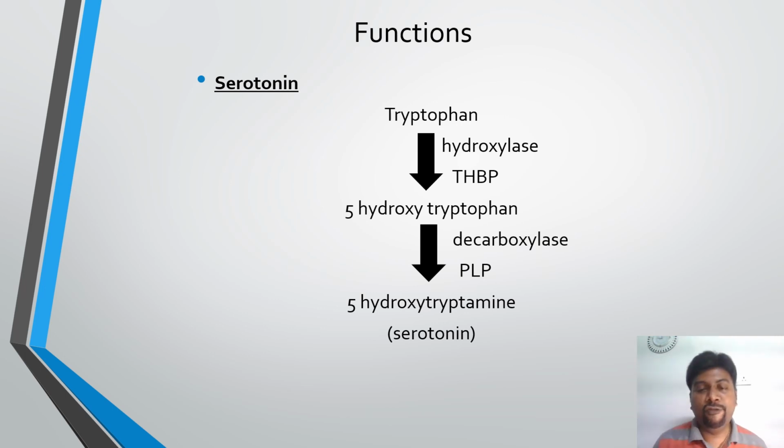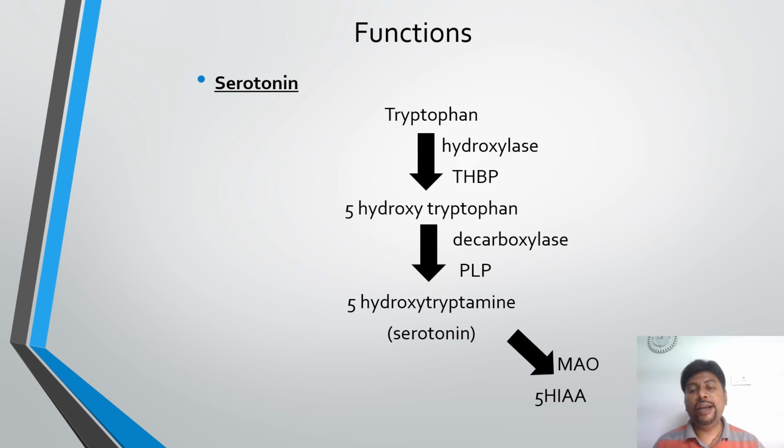This serotonin formed in turn will be catabolized by monoamine oxidase. This amine, or most of the amines in our body, will be further detoxified or oxidized by monoamine oxidase. This monoamine oxidase will go for oxidative deamination, removing the amino group from the serotonin, and it will form 5-hydroxyindole acetic acid. So this is the product you will get from serotonin catabolism.